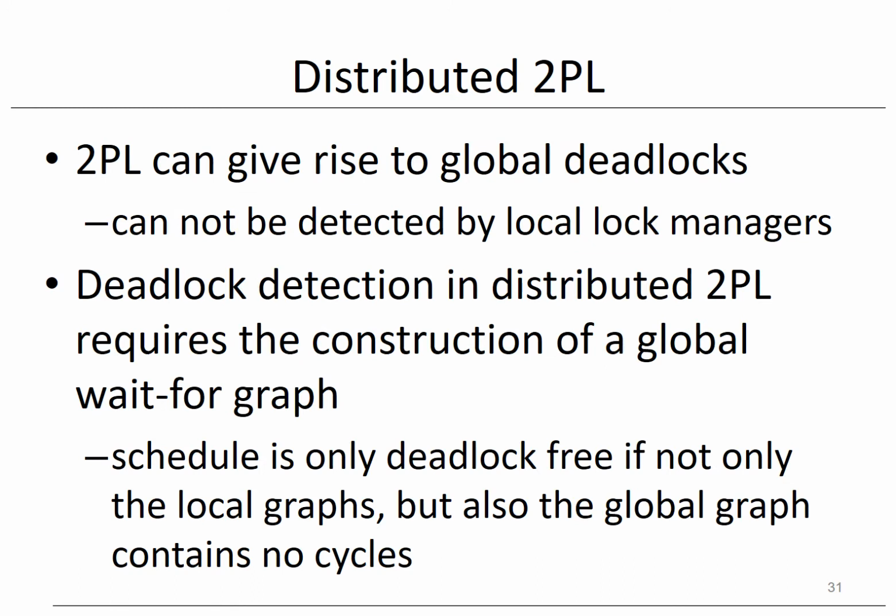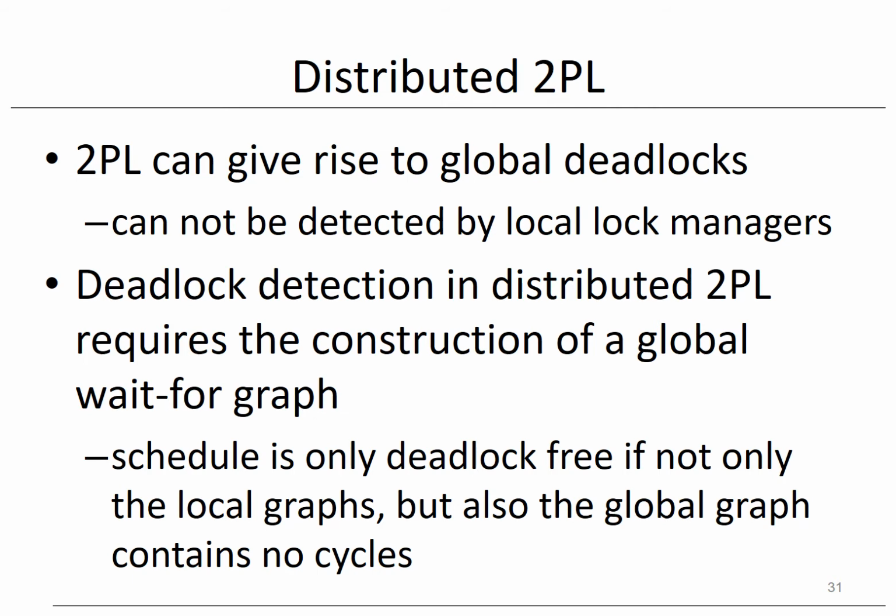The second issue pertaining to 2PL is that it can give rise to global deadlocks. A global deadlock spans several locations. Consequently, it cannot be detected by individual local lock managers. Deadlock detection in distributed 2PL requires the construction of a global wait-for graph besides the local graph.